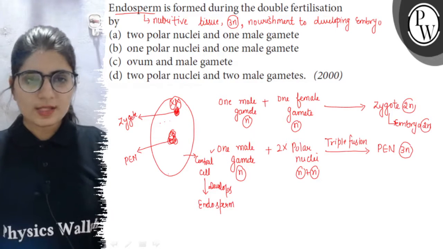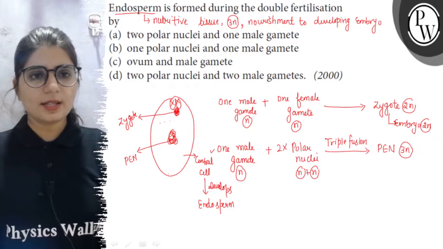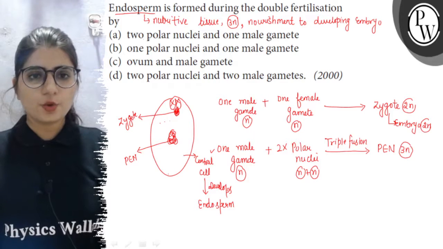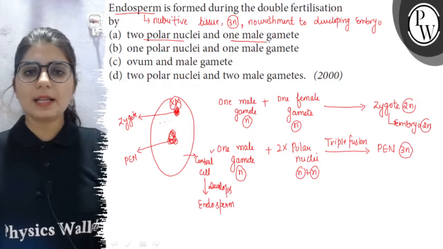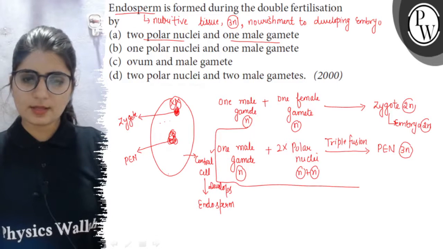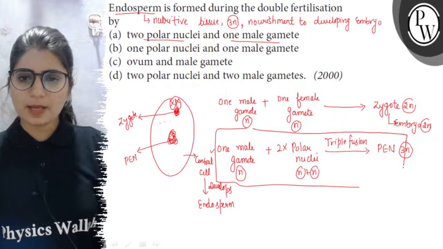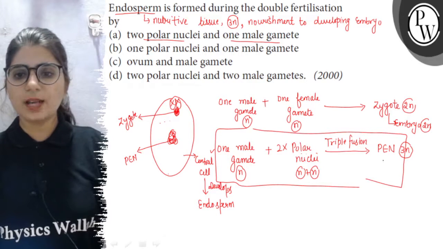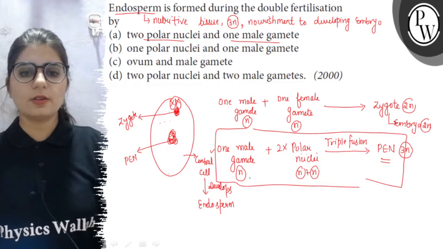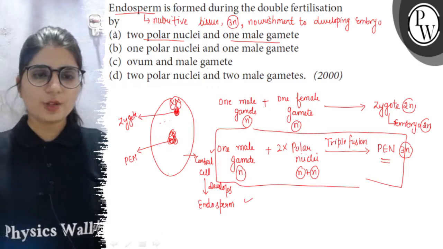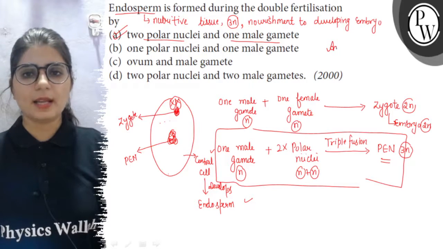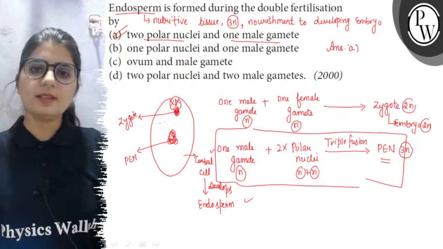So, now if we see the statements or options here, then endosperm is formed by the central cell when two polar nuclei and one male gamete fuse, as I represented the situation here, that one male gamete fuses with two polar nuclei, it forms PEN, and after this, the central cell transforms or develops to form the endosperm. So, endosperm is formed when two polar nuclei fuse with one male gamete. So, option A is the right answer.